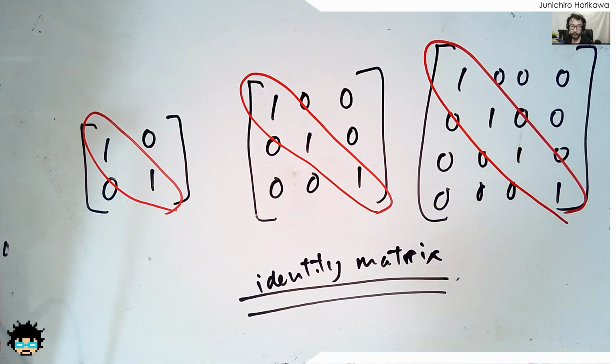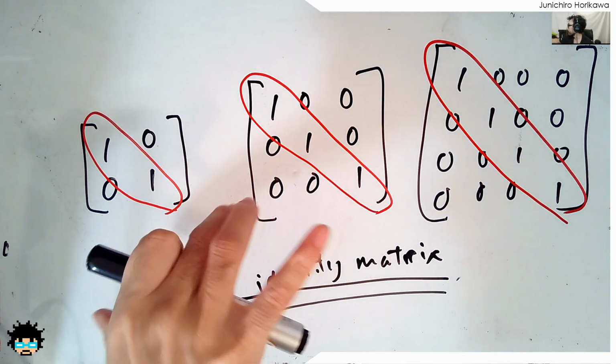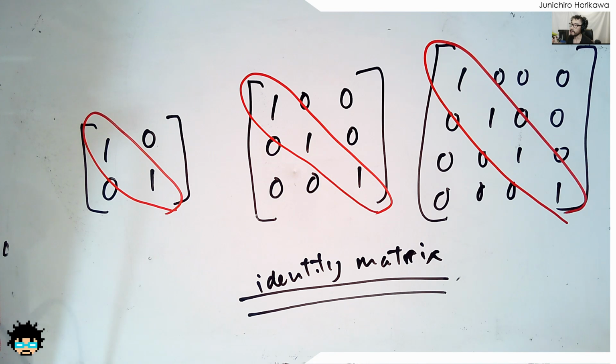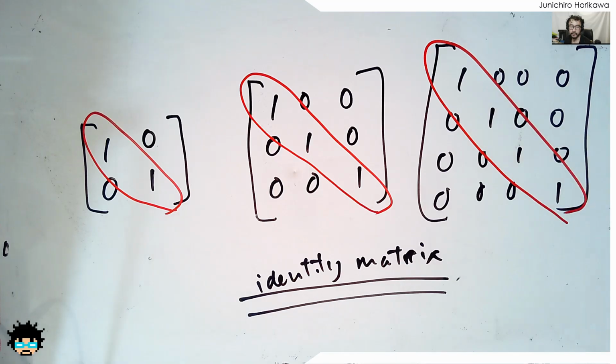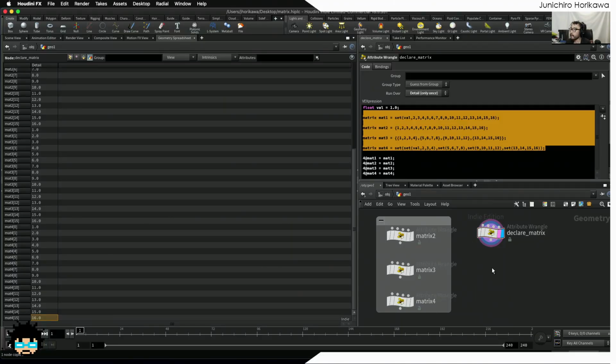And this matrix form is pretty important and is going to be the base for all the transformation using matrix. So remember that this is pretty important for now. And you'll use this a lot later on for the transformation. And you'll be able to understand why the identity matrix looks like this. Now let's see how we can create this identity matrix in Houdini.